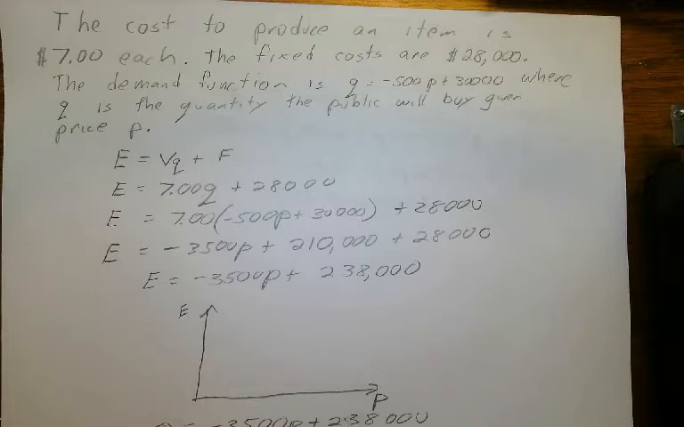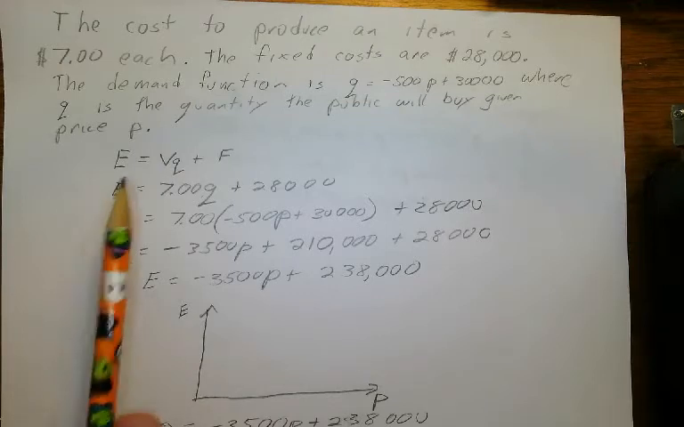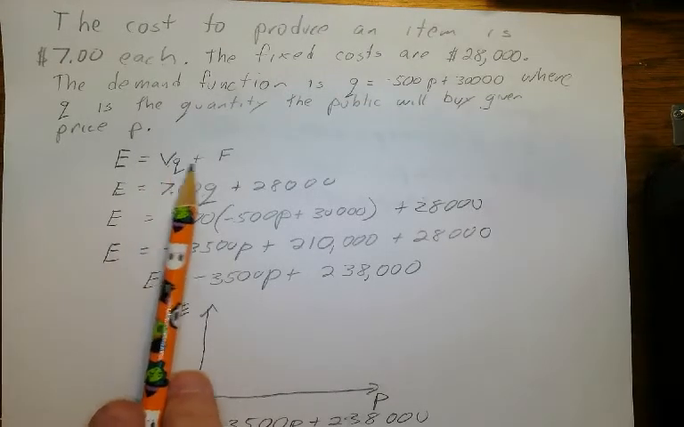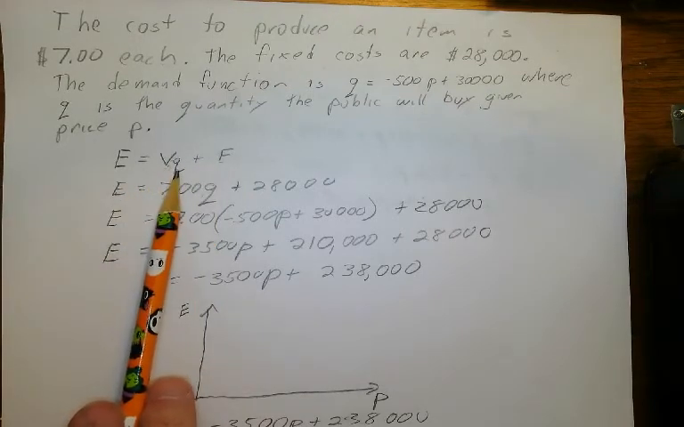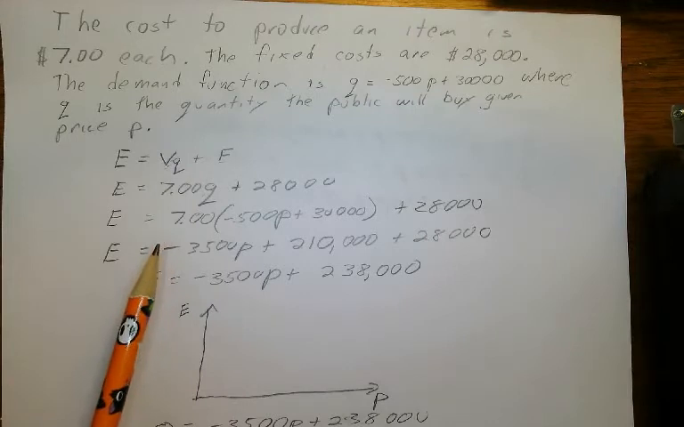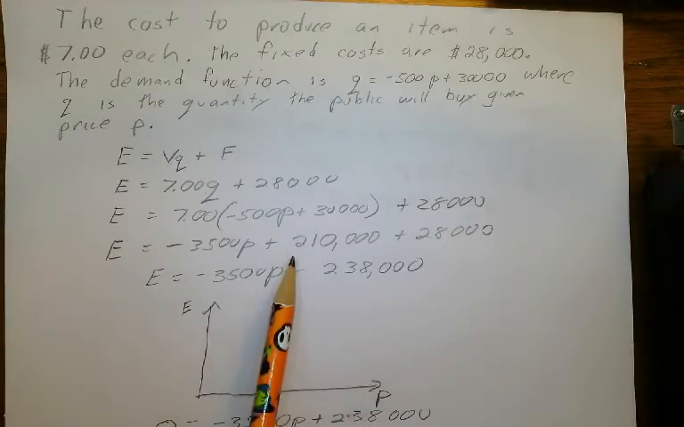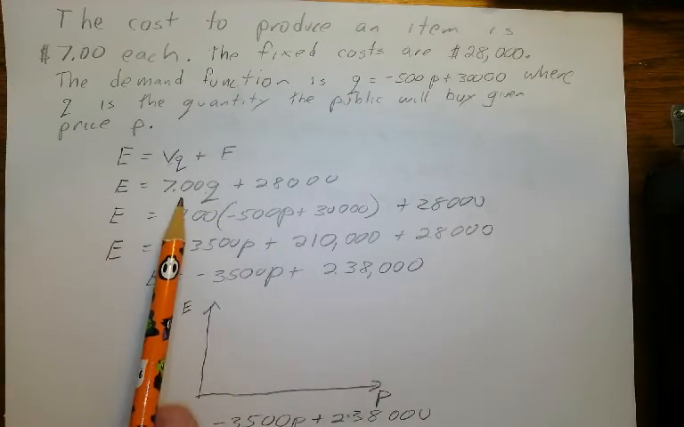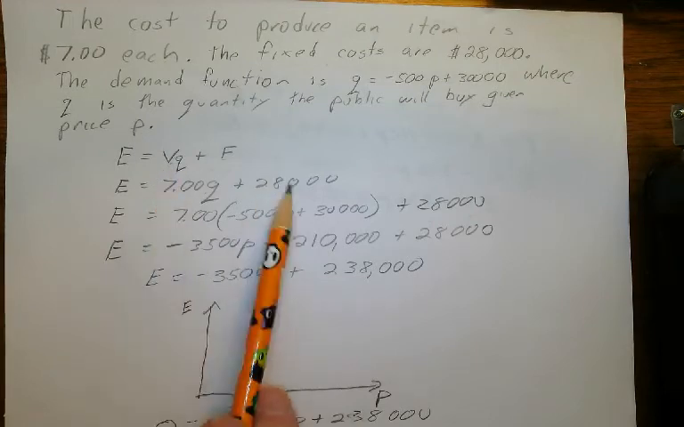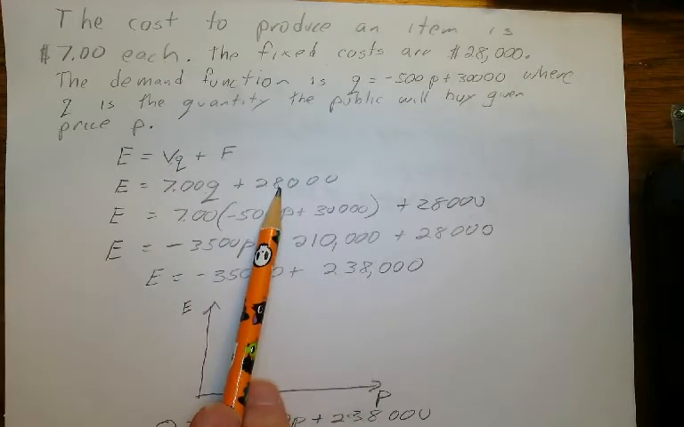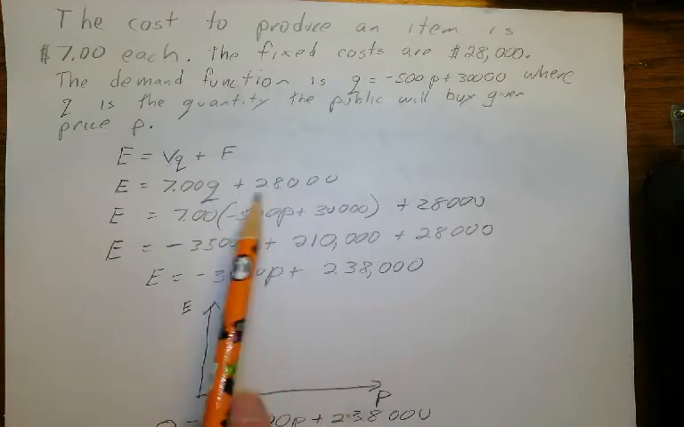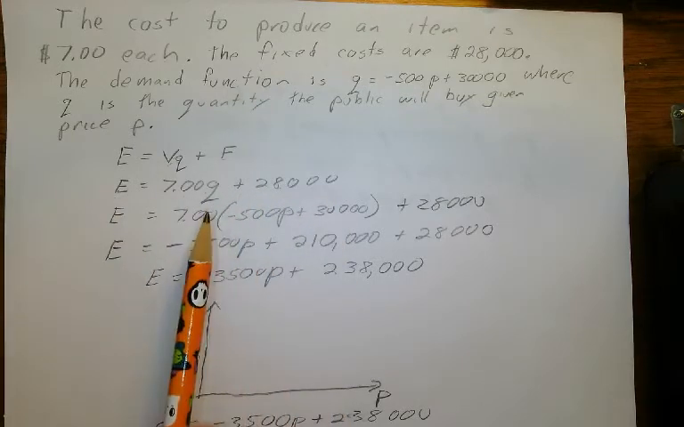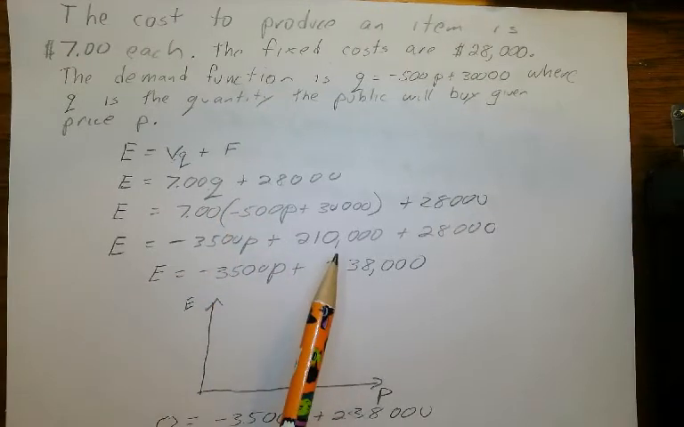So, if you recall, the expense function is V plus F, variable plus fixed, and the variable costs depend on the quantity that's produced. So, on our problem from the first sentence, we plug in the 7 for the variable costs and the 28,000 for our fixed costs. We now have expense as a function of Q. But we want to be able to graph expense as a function of price.